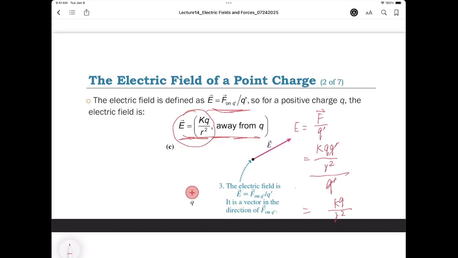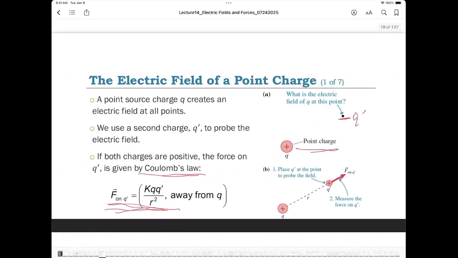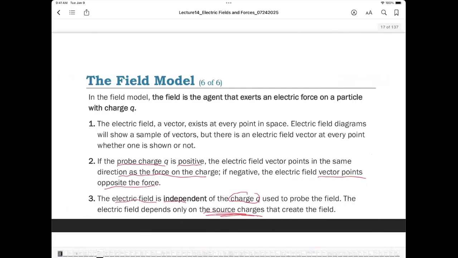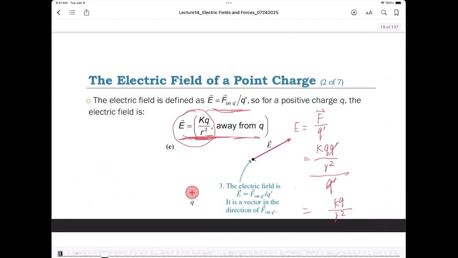So we can use this equation to represent the electric field. Since this one is positive, we know, as we discussed with the probe charge, if it is positive, the electric field vector points in the same direction as the force on the charge. This is positive, this is positive, so the force is in this direction, so the electric field is also in this direction. Does it make sense to you?